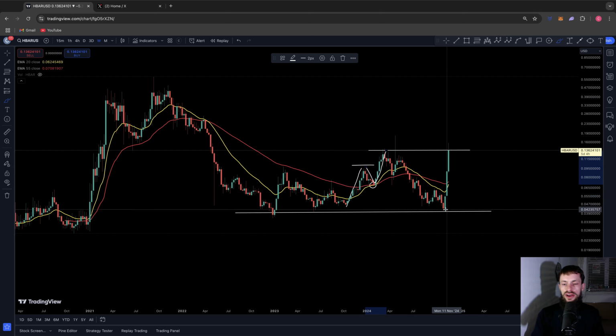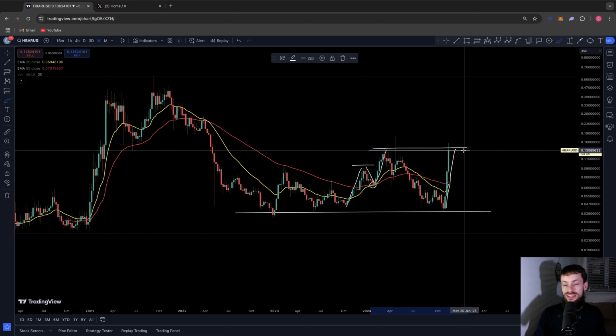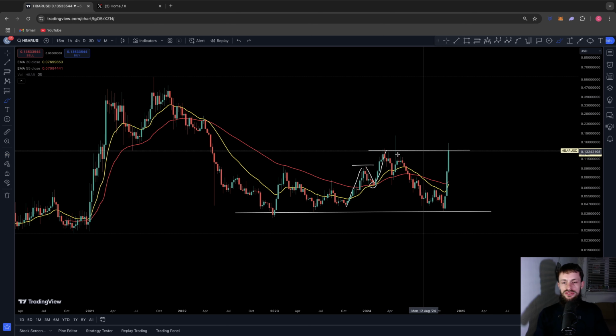Okay, so right now we've had this sort of impulsive move. We ran up to a key level of resistance at 14 cents. I've been sharing some targets on X and this was one of them, the 0.50 fib, which I'm going to show you in a second, but we've run into a key level of resistance at 14 cents.